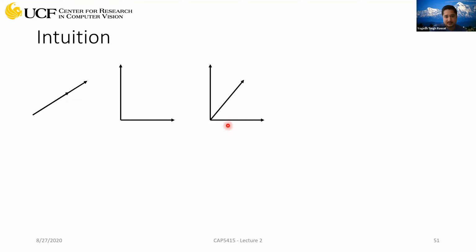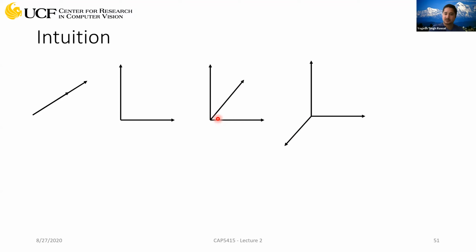Now in this case, these three vectors are not linearly independent. Why? Because this particular vector, you can easily represent using a combination of this and this. That will be just the projection of this vector on this axis and the projection of this on this axis. So this and this can be used to represent this particular vector. So these are not linearly independent.